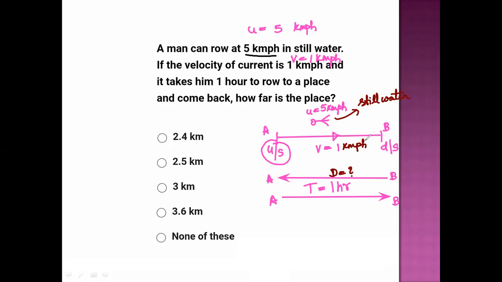Then the person has to move, taking 1 hour. What is being asked? The distance between A and B. They are asking the distance between these two points.